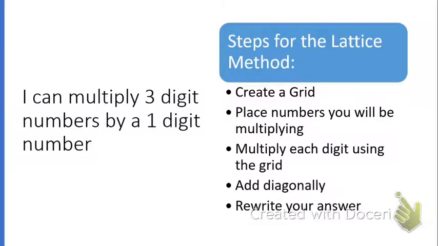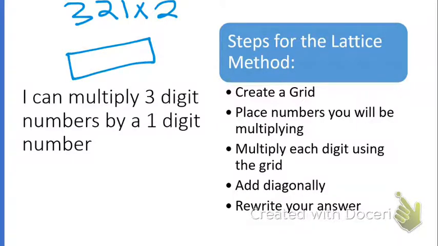Okay, so the steps are the same as the last time. I'm going to start by creating a grid, and then I'm going to place the numbers I'm multiplying and then multiply each digit, adding diagonally. So the only difference is now I have a 3-digit number. I would set it up using a different grid, meaning I need 3 boxes because I have a 3-digit number. Everything else is exactly the same as last time.